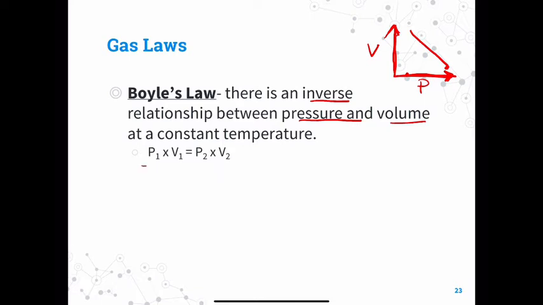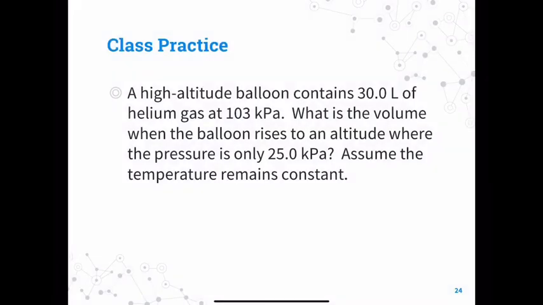And so Boyle's law is summarized in this equation. P1 times V1 equals P2 times V2. Or sometimes you'll see it without those X's in there. Just P1 V1 equals P2 V2. Okay? So let's do a little practice with this.